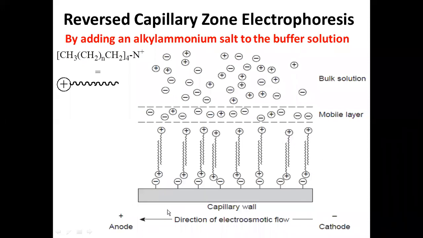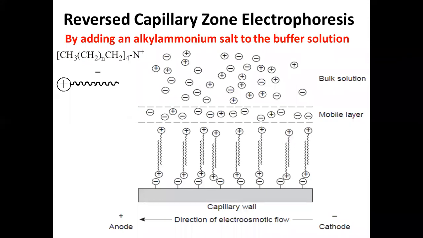Therefore, the movement is reversed. Previously, the movement was from anode to the cathode. Now, the movement is from cathode to anode. Cathode is going to be the source reservoir, and anode is going to be the destination reservoir now, because anions are moving towards the anode. So this is how the reversed capillary zone electrophoresis can also be performed.